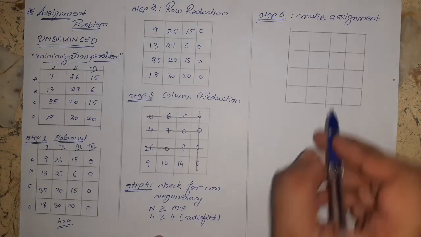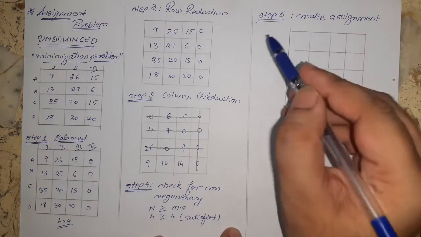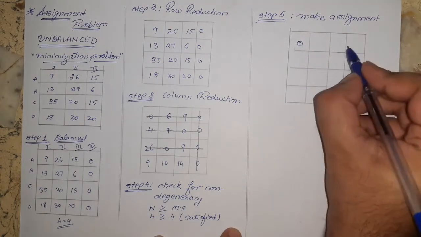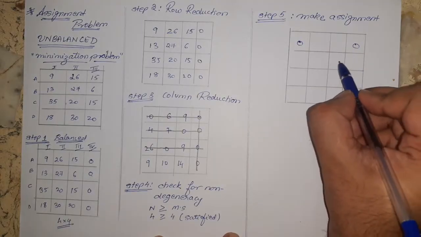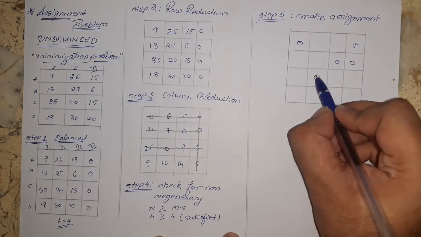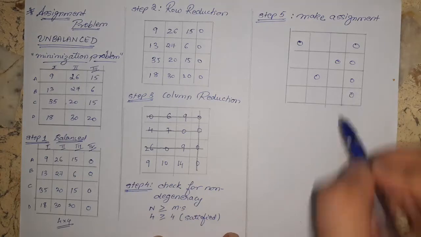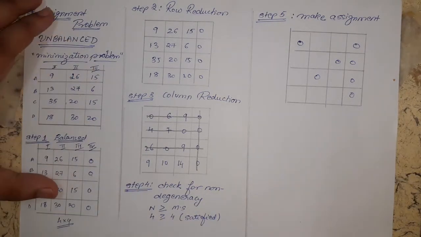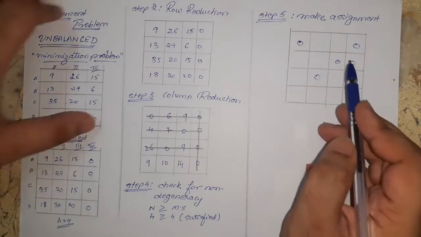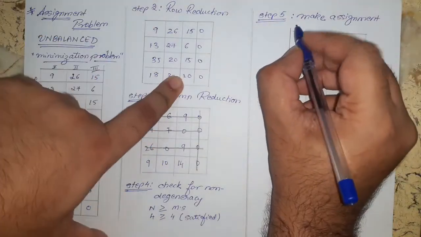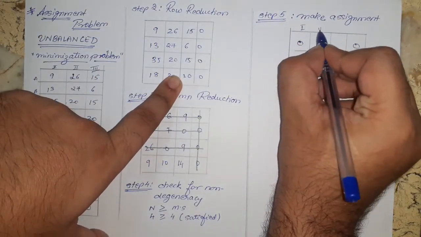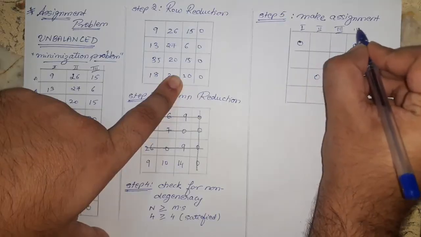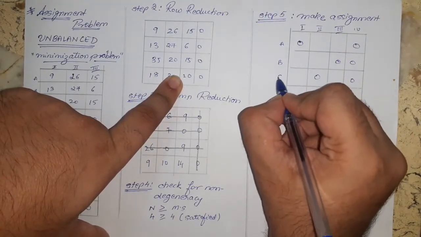For that we'll make a table, and we'll note down all the zeros which are present in your column reduction table. Those are the zeros which were present. Now, in order to find the final assigned value, always go row wise. Remember one thing. Now if you note down the values, we have columns 1, 2, 3, 4, and 4 rows.